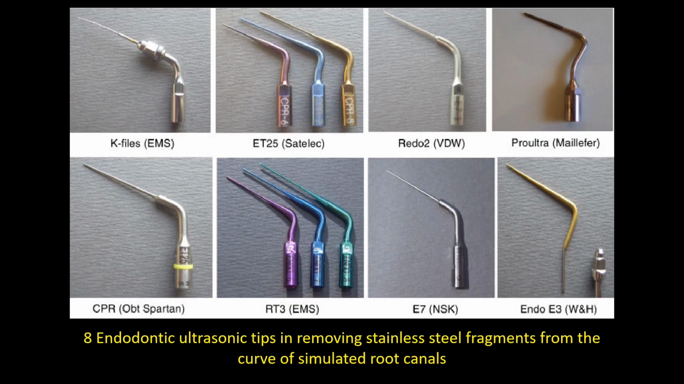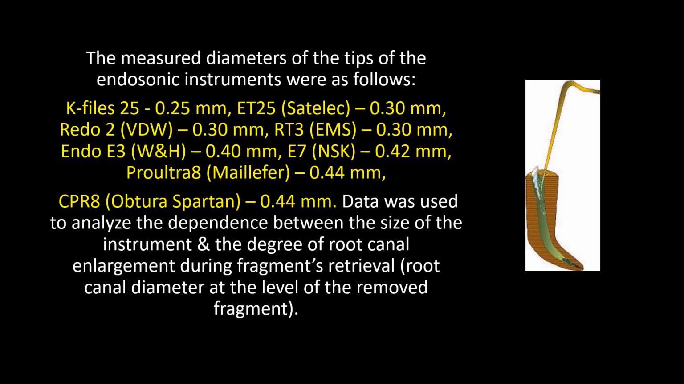Eight endodontic ultrasonic tips were tested in removing stainless steel fragments from the curve of simulated root canals. Here's the picture for your reference. The measured diameters of the tips of the endosonic instruments were as follows.